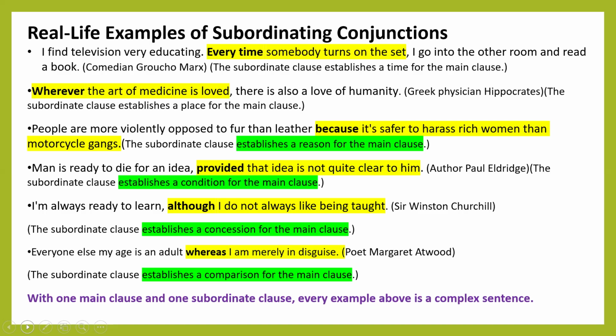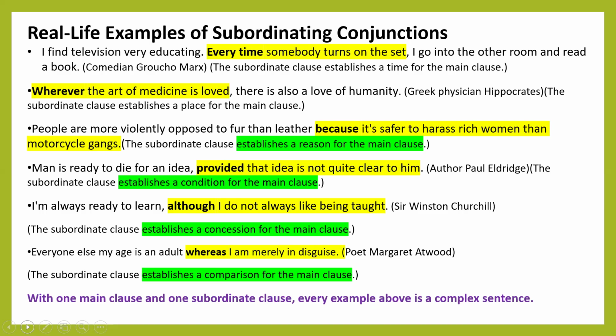"Everyone else my age is an adult, whereas I'm merely in disguise." These words are from the poet Margaret Atwood. It gives a comparison for the main clause. The main clause is "Everyone else my age is an adult."